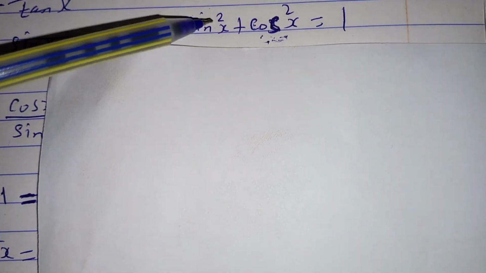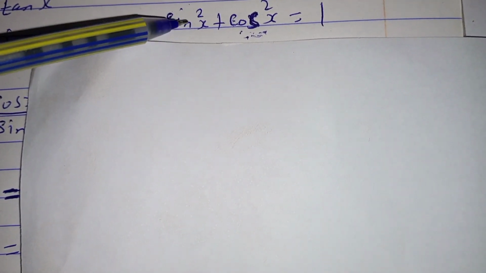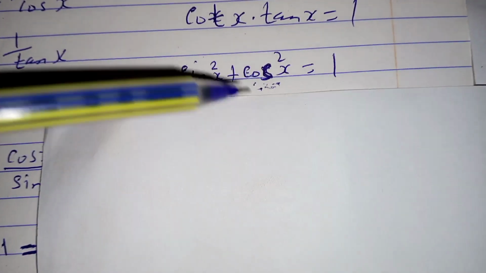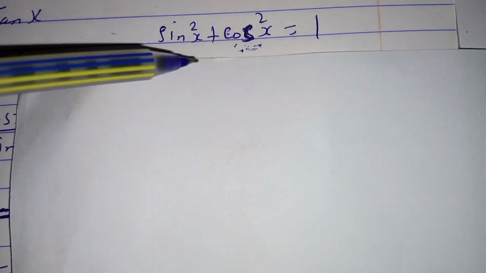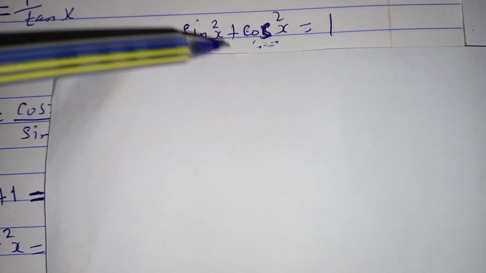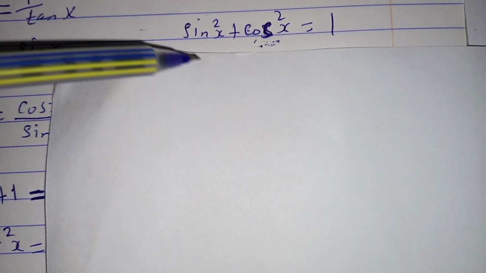Now, sin squared x plus cos squared x is equal to 1. The proof of these can be found in my study, and I will give the link below so that you can get the proof of this one.